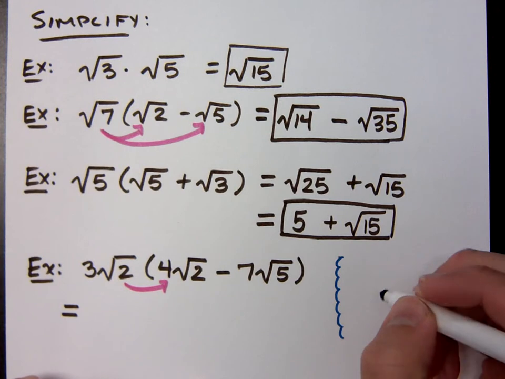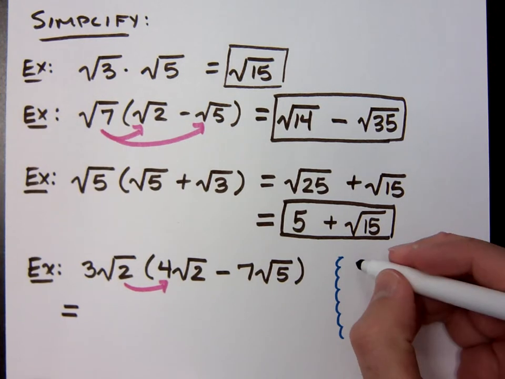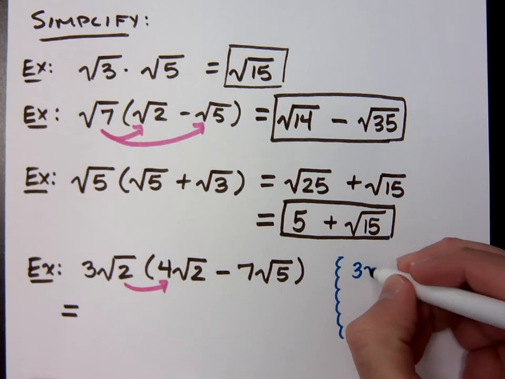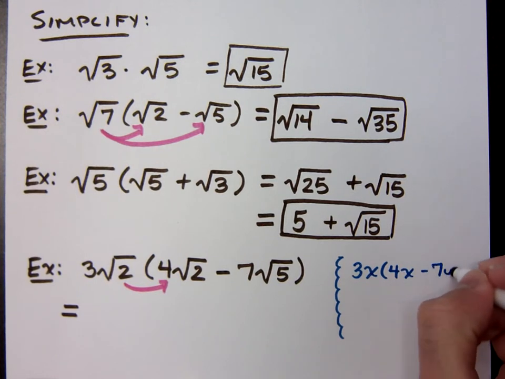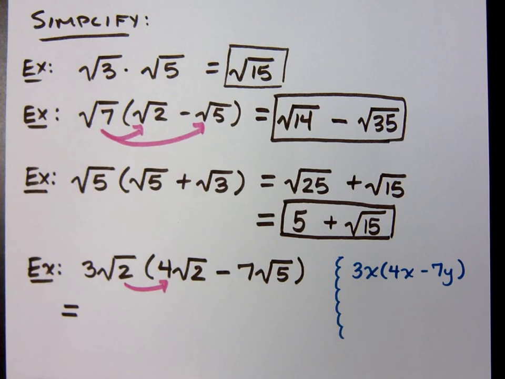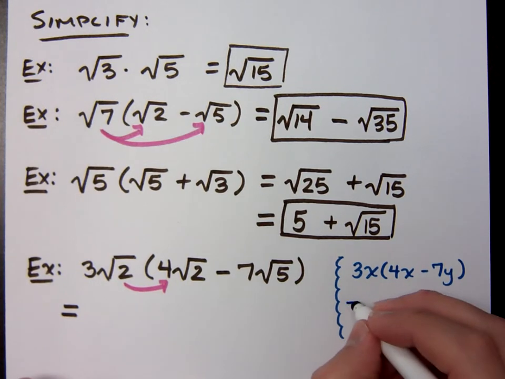No, stop. I'm going to ask you to stop right now. If I ask you to do 3x times 4x minus 7y, could you do that? Yes. Oh, sure, no problem. What do you get? 12x squared.